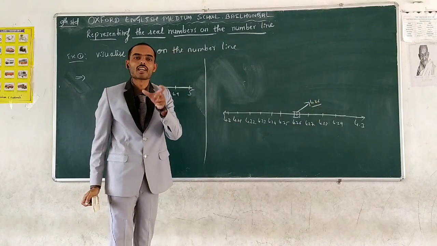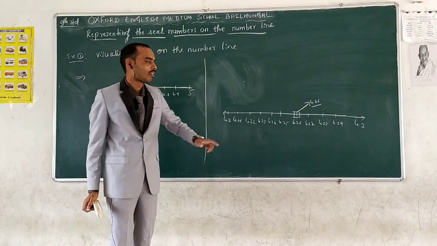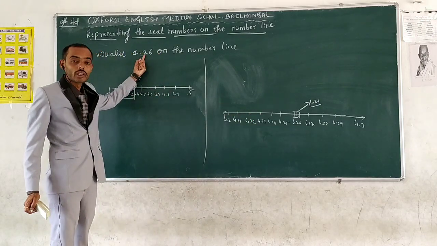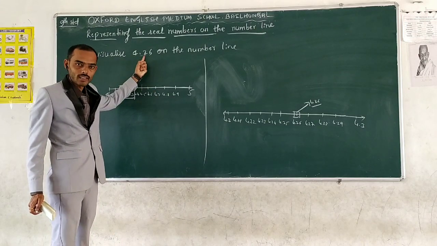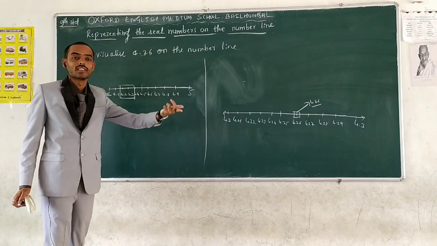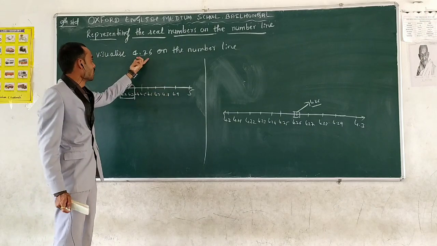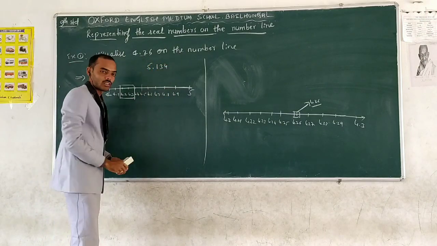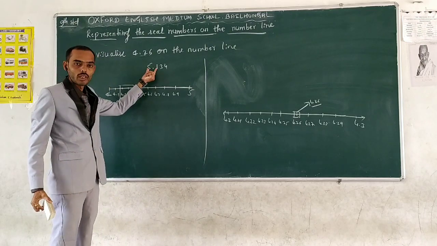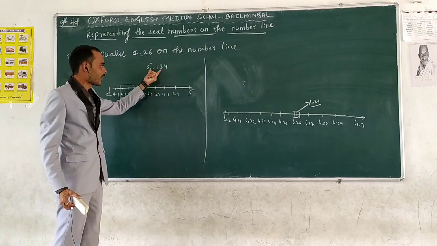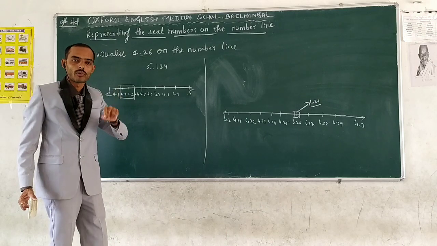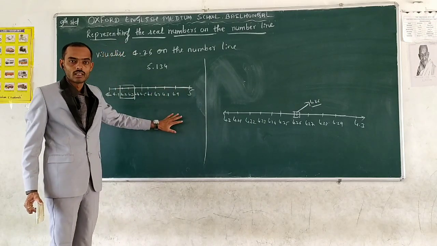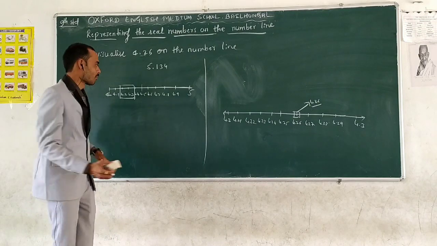To visualize the rational numbers or real numbers on the number line, your job is to first consider only the first digit. After that, take one more digit. For example, if 5.134 is given, first you have to consider only 5.1, after that 5.13, and after that 5.134. So, this is how we visualize the real numbers on the number line. I will take another example here.